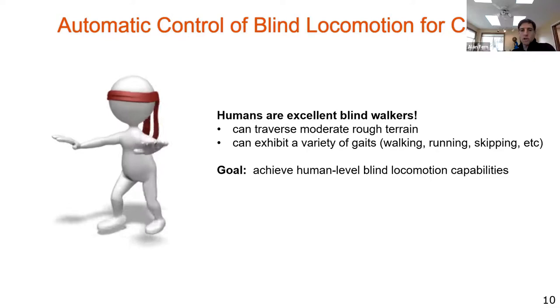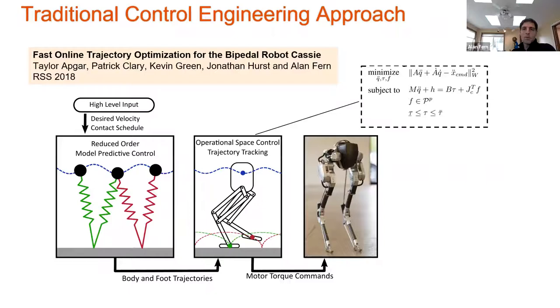So how might we approach this problem? Well, I'm not going to talk about this today in detail. The details don't matter, but our first attempts at this took a traditional engineering approach, where you try to model the system in some way, and then you have lots of fancy equations and you end up producing torques for the motors. This kind of works. I'm not going to show you videos of it.